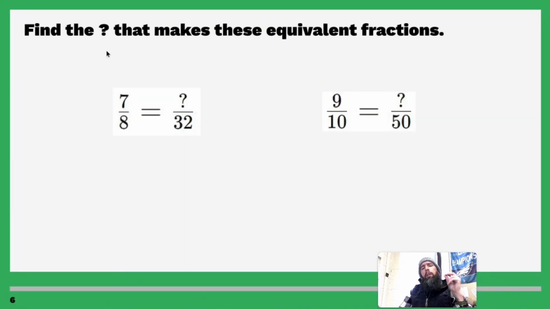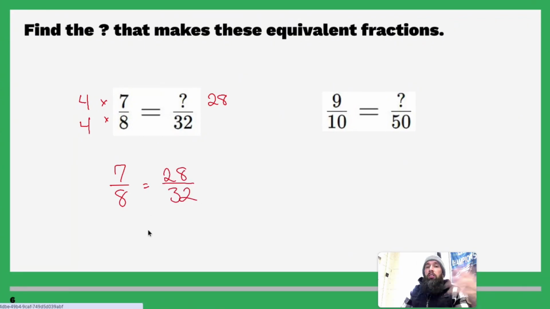Let's do it again. Find the question mark that makes these equivalent fractions. I want these to be the same exact thing. So I have to multiply the top and the bottom by the same exact number. Well, what number? 8 times what is 32? 8 times 4 is 32. So I'm going to multiply the top and the bottom by 4. 7 times 4 is 28. So the fraction that I end up with is 7 over 8 equals 28 over 32, and those are the same exact fractions. Okay, they look different, but they're the same exact fractions.